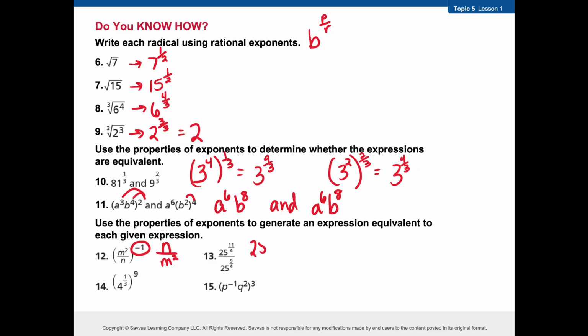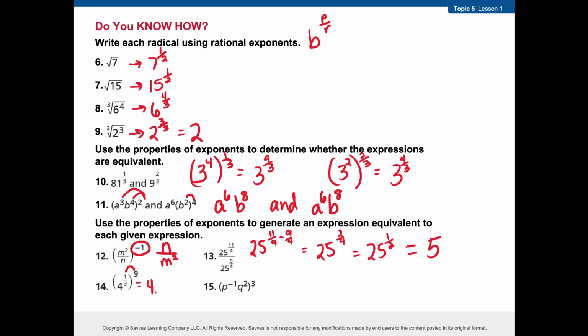13, subtract. So I have 25, 11 over 4 minus 9 over 4, which makes it 11 minus 9, 2 over 4, gets reduced to 1/2. We should know anything to the 1/2 power is a square root. Square root of 25 is 5. Or if you type this on your calculator, it should still give you a 5.